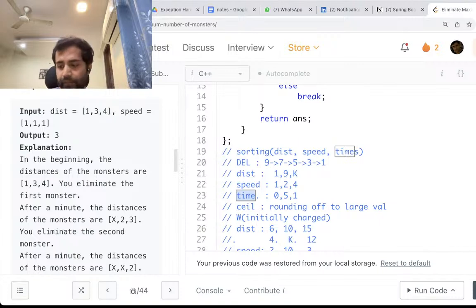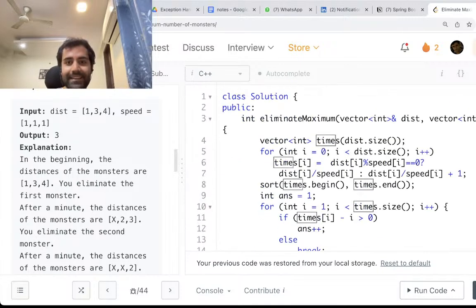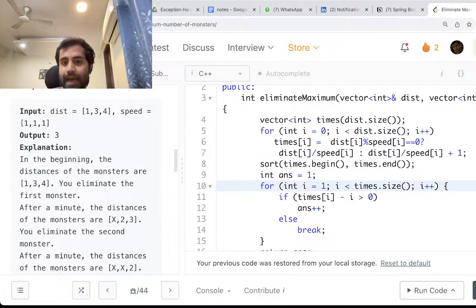Okay, so if these many things make sense, then there is nothing special that remains with the question, to be honest. So I have written the code. I'll just show you the code here. I have created a new vector called times, in which I am going to store the time of arrival. I have just iterated on this array, and this is the expression for calculating time. It's a ternary expression, but I believe you can understand it.